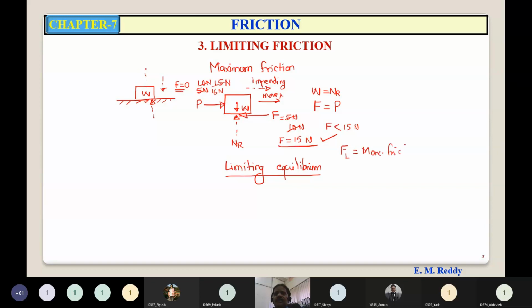Understood? So limiting friction is the friction force developed when the body is in impending motion, when the body is in limiting equilibrium. Okay.